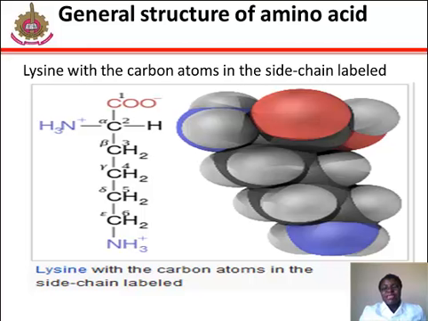In amino acids that have a carbon chain attached to the alpha carbon, such as the lysine shown to the right, the carbons are labeled in order as alpha, beta, gamma, delta, and so on. In some amino acids, the amine group is attached to the beta or the gamma carbon, and these are therefore referred to as beta or gamma amino acids.